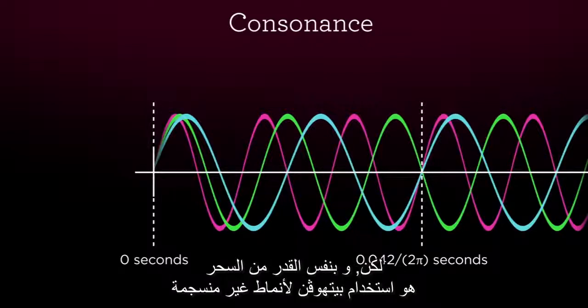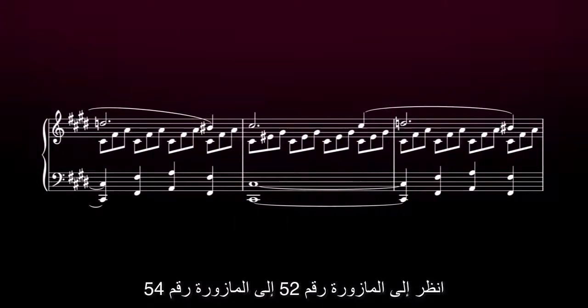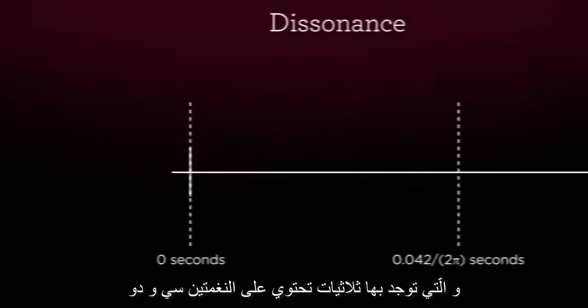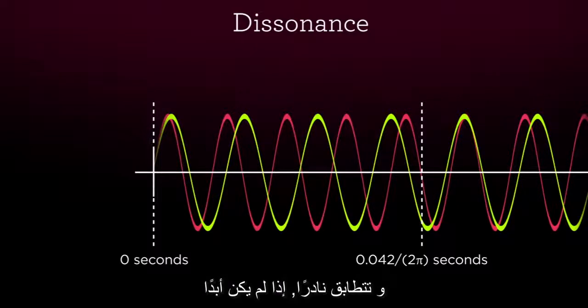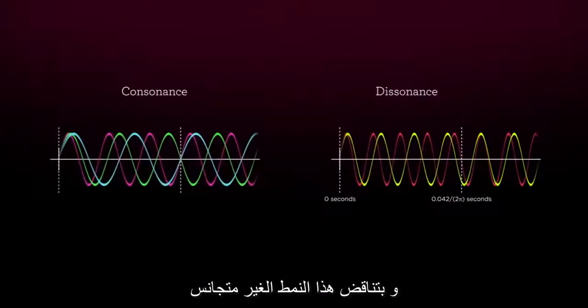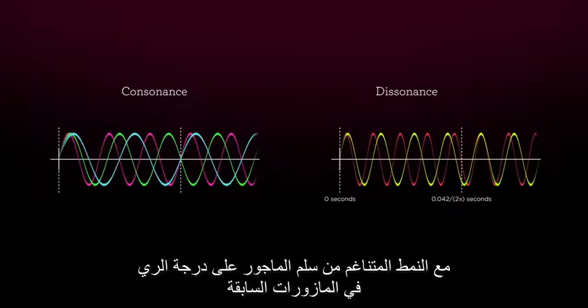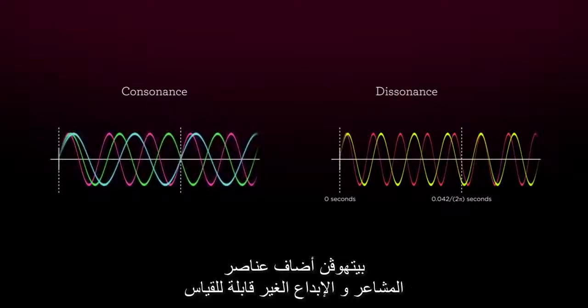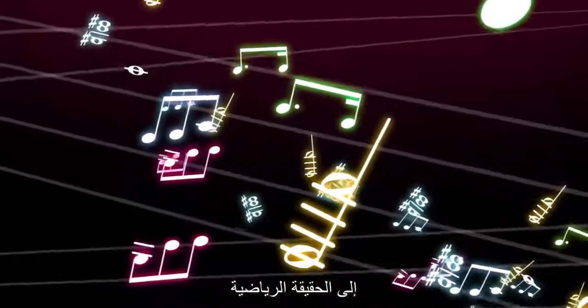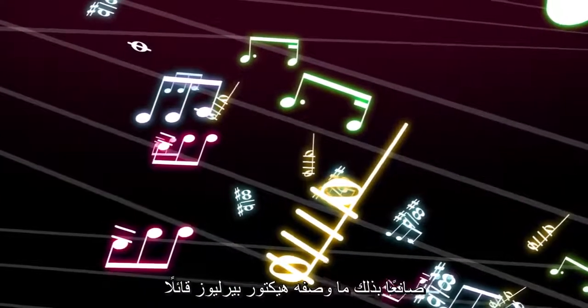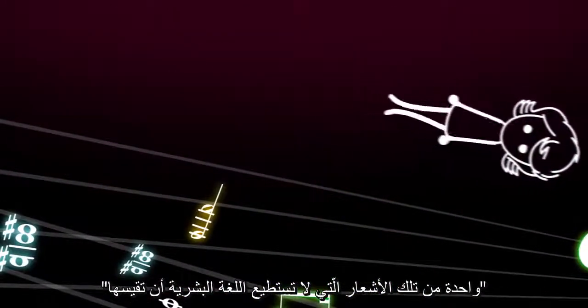But perhaps equally captivating is Beethoven's use of dissonance. Take a look at measures 52 through 54, which feature triplets containing the notes B and C. As their sine graphs show, the waves are largely out of sync, matching up rarely, if at all. And it is by contrasting this dissonance with the consonance of the D major triad in the preceding measures that Beethoven adds the unquantifiable elements of emotion and creativity to the certainty of mathematics, creating what Hector Berlioz described as one of those poems that human language does not know how to qualify.